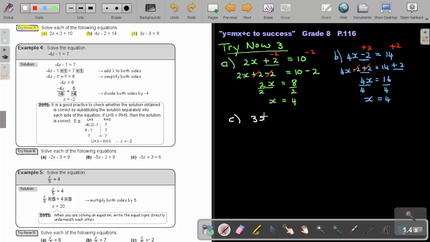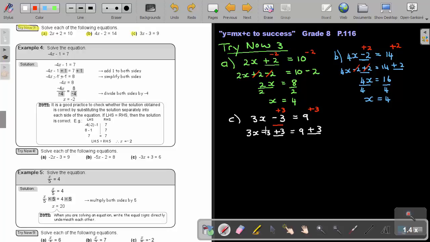So this will be 3x minus 3 is equal to 9. Again, I want 3x to be alone. So I want to get rid of the negative 3. So what will cancel negative 3? Positive 3, opposite sign, same number. So basically, I'm having 3x minus 3. I add the 3 on this side, and I do exactly the same on that side.